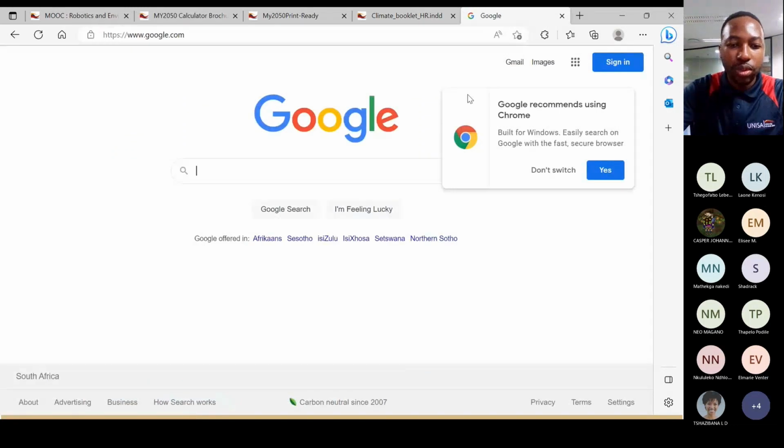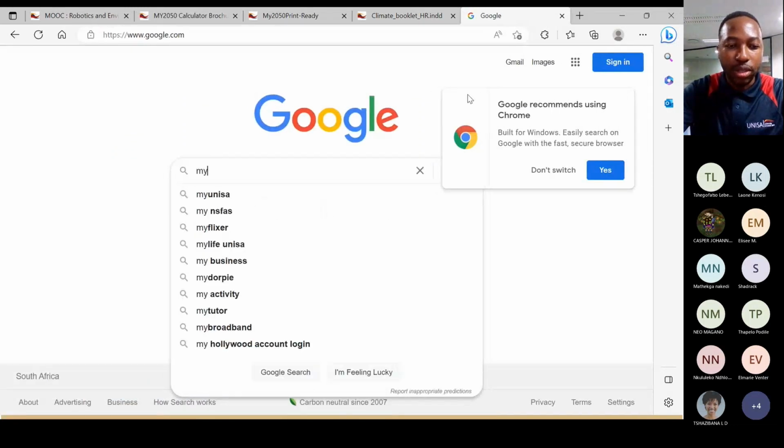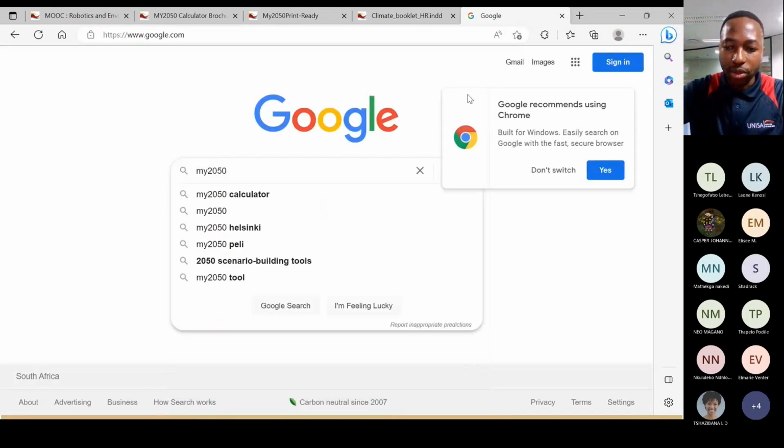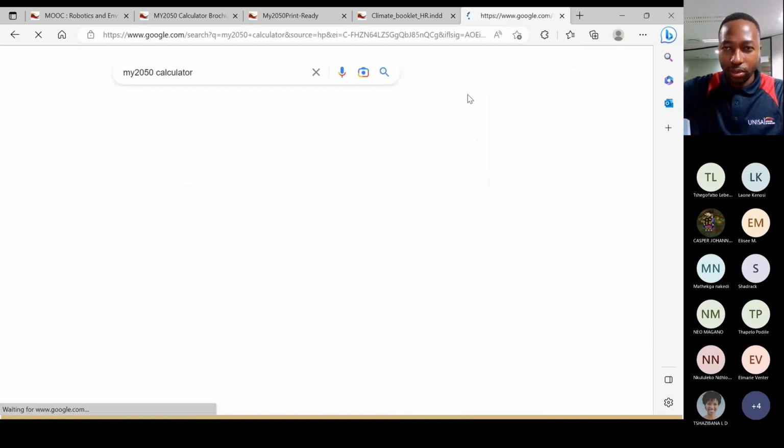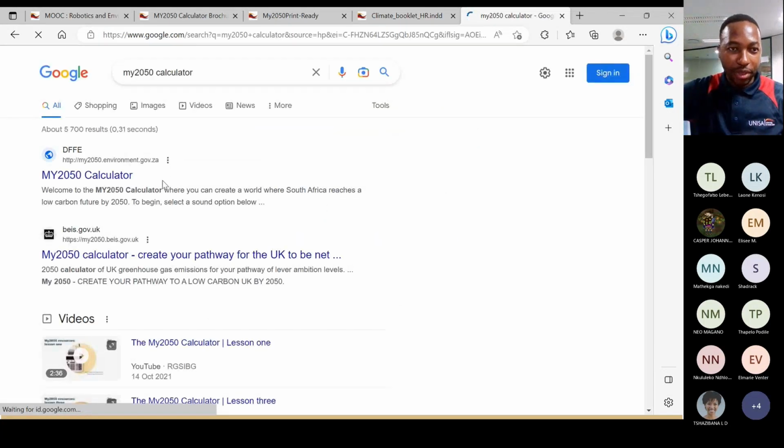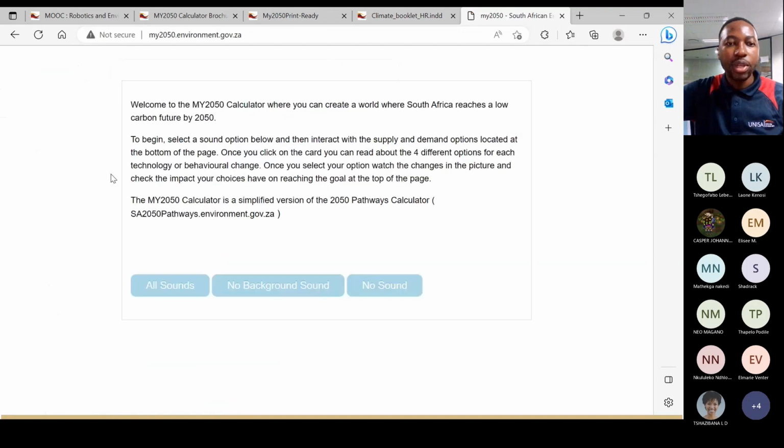Once you go to Google, type My 2050 calculator. Once you're done, the first tab that you're going to see that's written My 2050 calculator, you click on it. Once you click on it, for the purposes of my presentation, I'll say no sound.